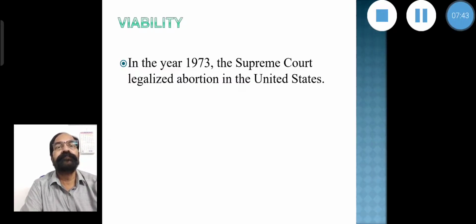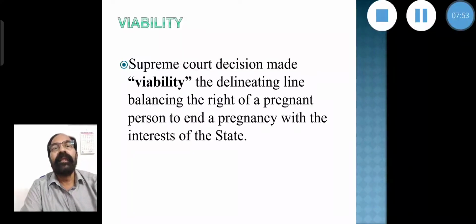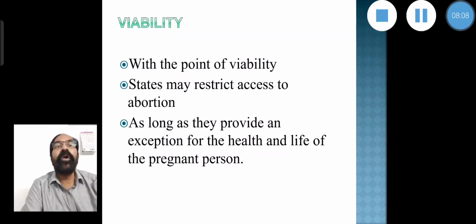Viability. In the year 1973, the Supreme Court legalized abortion in the United States. The Supreme Court decision made viability the delineating line balancing the right of pregnant person to end a pregnancy and the interests of the state. With the point of viability, states may restrict access to abortion as long as they provide an exception to the health and life of a pregnant person.